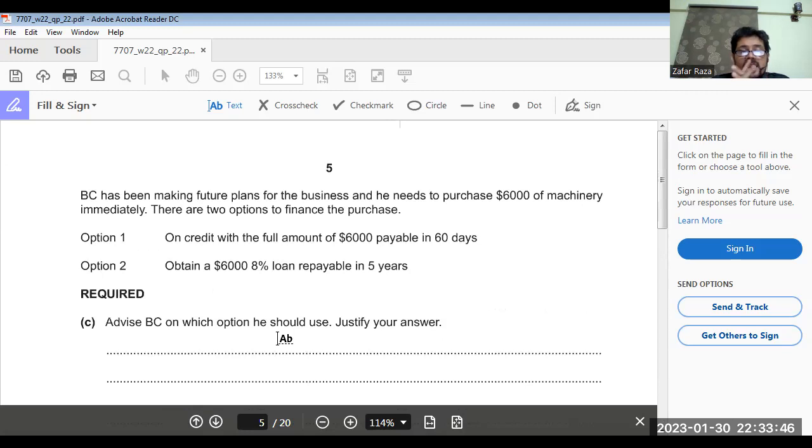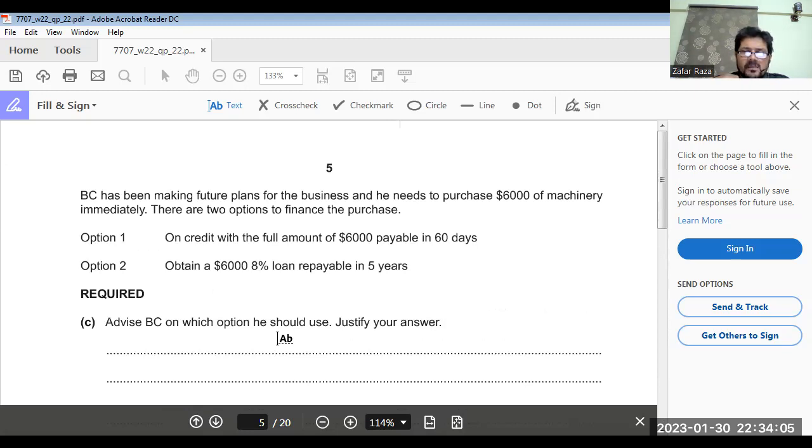BC has been making future plans for the business and needs to purchase $60,000 of machinery immediately. There are two options to finance the purchase: on credit with the full amount $66,000 payable in 60 days, or obtain a 8% loan of $6,000 repayable in 5 years.